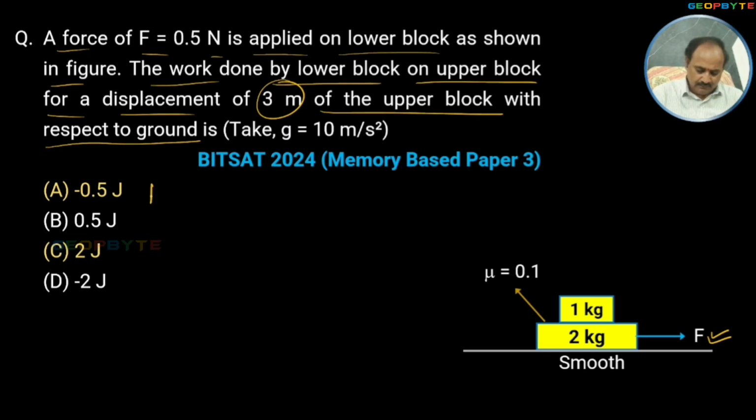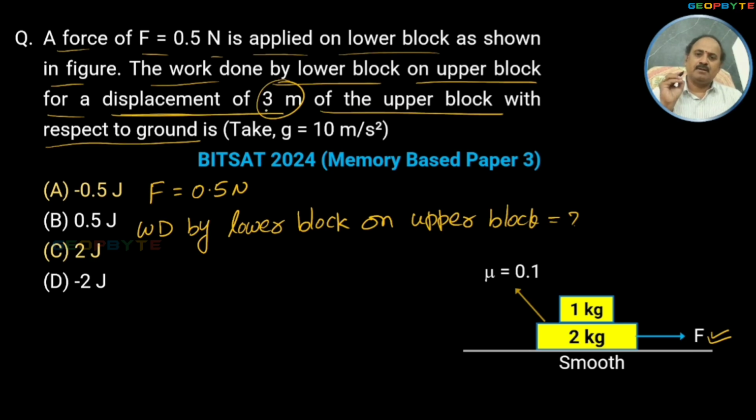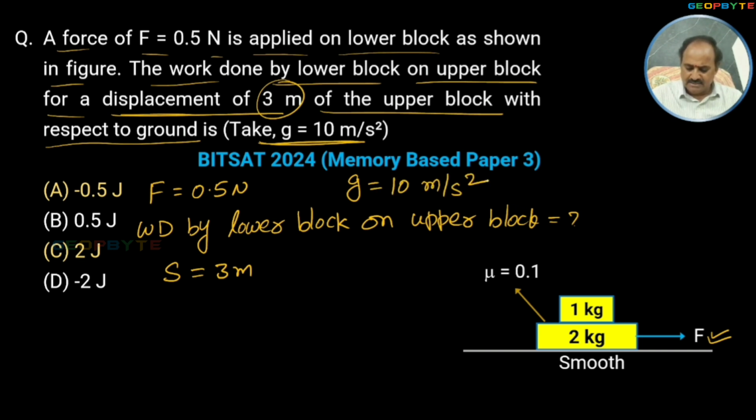Let me write that point. Here the force is given as 0.5 newtons. Work done by the lower block on the upper block equal to how much? The displacement of the upper block with respect to the ground is 3 meters. Here the displacement I can mark as S, S equal to 3 meters. And the acceleration due to gravity is given as 10 meter per second square.